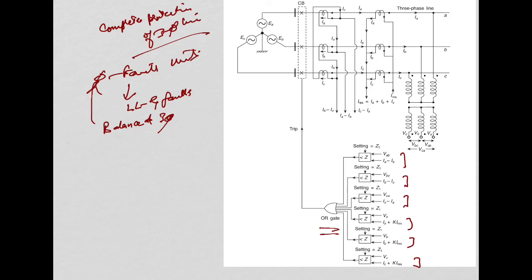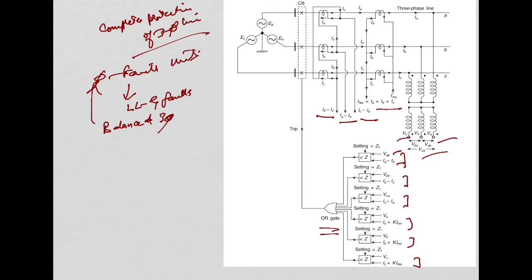Now, as you already know, this VA is coming from V and A, this IA minus IB is coming from this, then IBC is coming from this, CA is coming from this, then I residual equals IA plus IB plus IC is coming from this. Then we have the VAB, VBC and VCA coming from this. So it's not a big deal. You have already read this in your previous lectures.